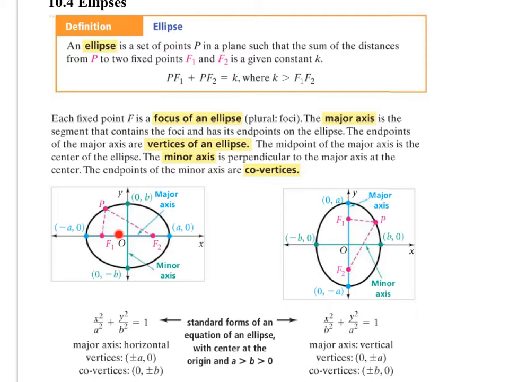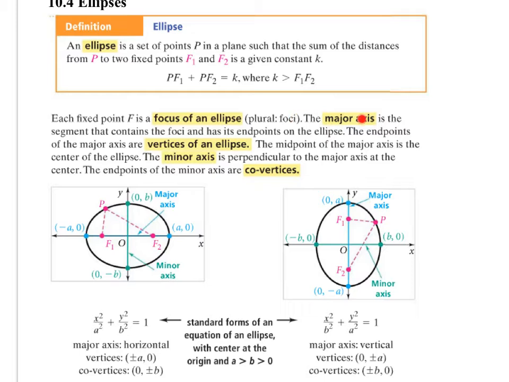Think of having a string where these two are fixed points, and you take a pencil with the string and slide it around. You will create an ellipse. Ellipses are found in planetary motion.